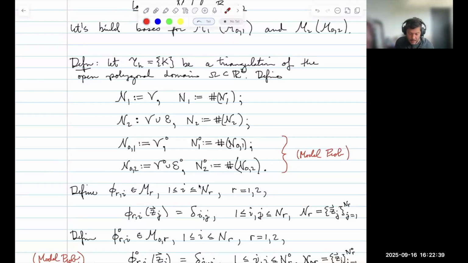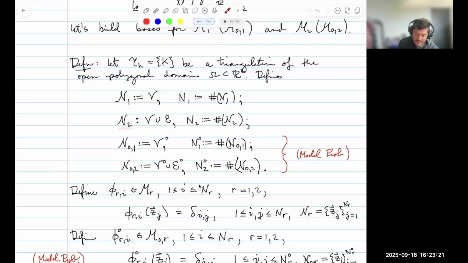So let's again let tau h be a triangulation of our polygonal domain, omega, in R2. I'm going to define N1 to be exactly, so this is a script, this is supposed to be a calligraphic N, okay? And I'm going to try to do my best to distinguish a calligraphic N from a standard Roman N. So this calligraphic N1, that's the set of all vertices, okay? The set of all vertices.